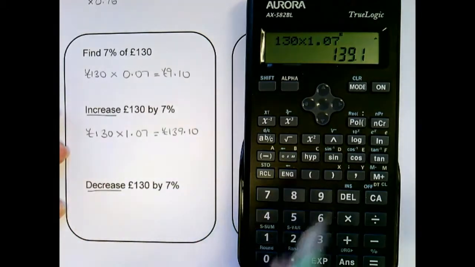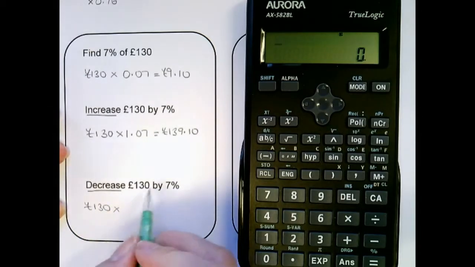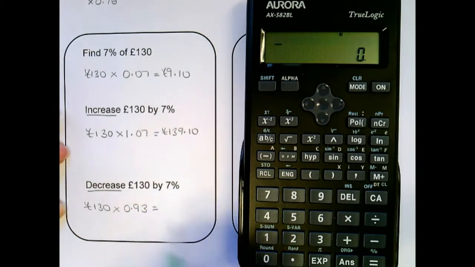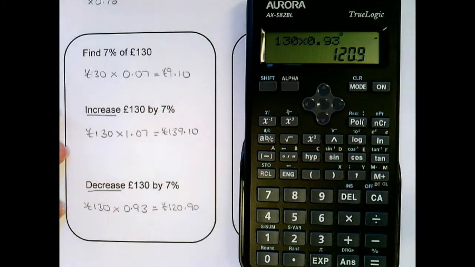Then decrease by 7%. So £130 again, and this time to decrease by 7, you do 100 take away 7 is 93, and then turn that into a decimal, so that would be 0.93. So £130 times by 0.93 gets you 120.9, which is £120.90.